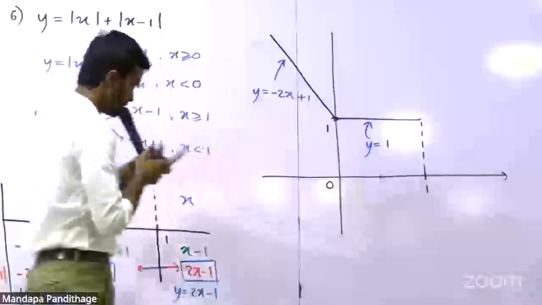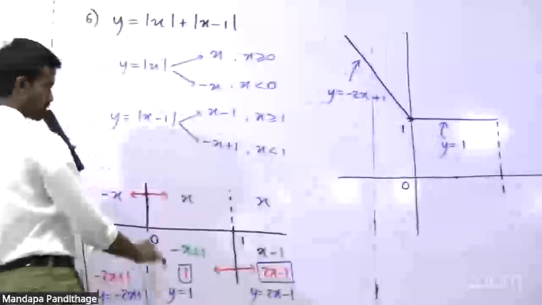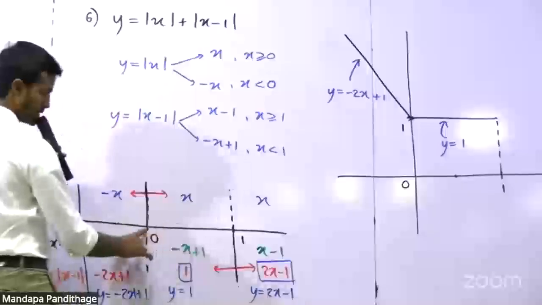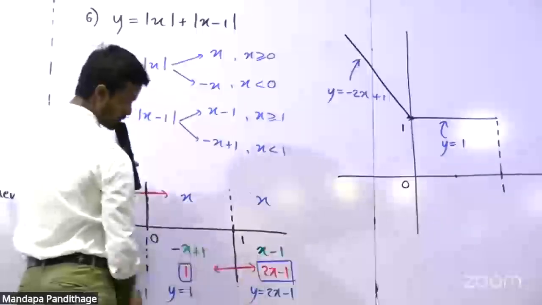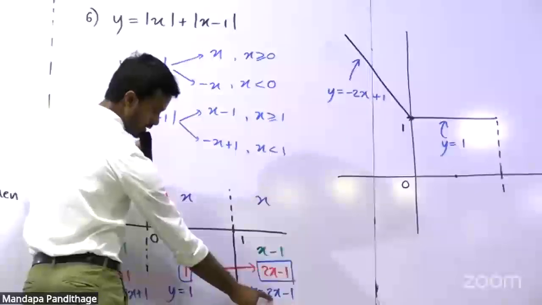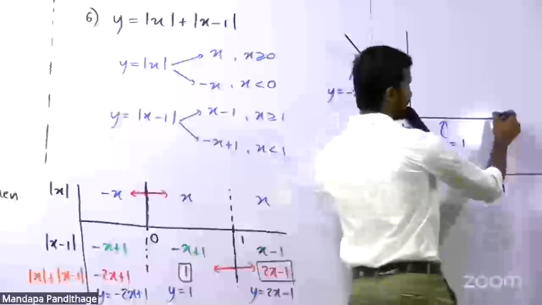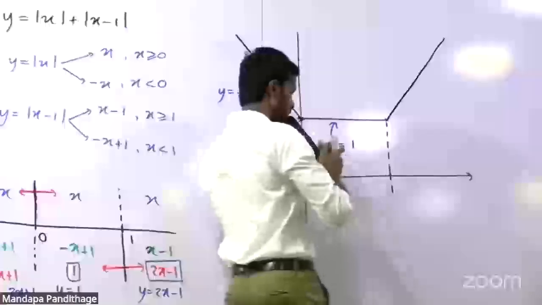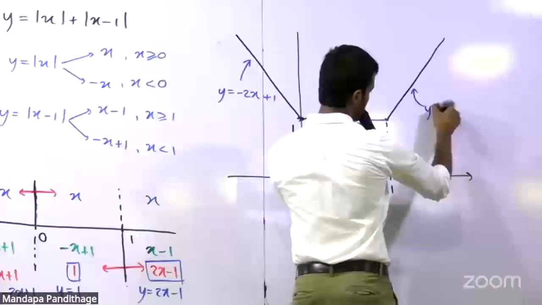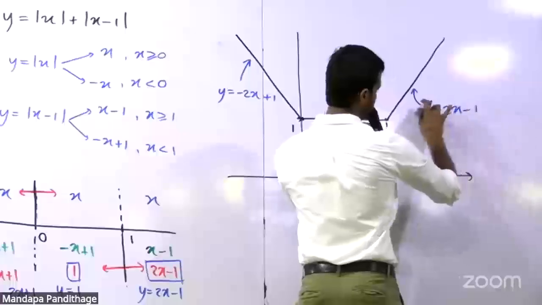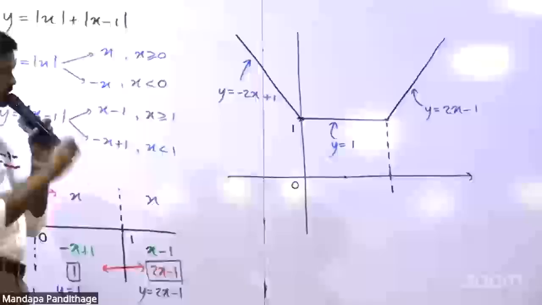And the last one, when x is greater than 1, you have 2x minus 1. So always find the values at these bordering values. Here I took the value when x equals 0. Here, take the value when x equals 1. It's clear when x equals 1, you get 1. So it's starting from (1, 1), and the gradient is plus 2. And this is the graph. You get a basin shaped graph. So this is the graph of y equals 2x minus 1.